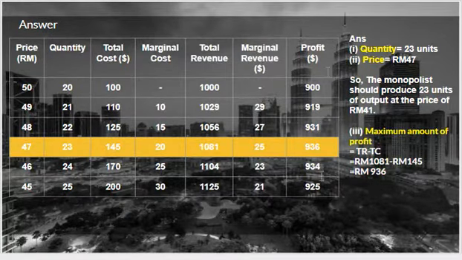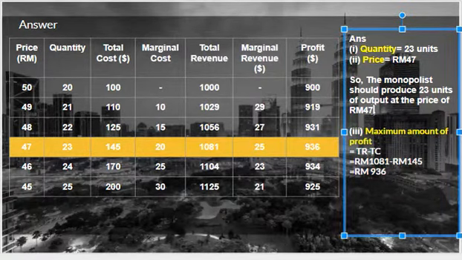By doing the calculation, we can build this table here. We can find that the quantity the firm should produce is 23 units at a price of 47 ringgit, so the monopolist should produce 23 units of output at the price of 47 ringgit. The maximum amount of profit, you can just use this formula: total revenue minus total cost, which is 1,081 ringgit minus 145 ringgit, equal to 936 ringgit.